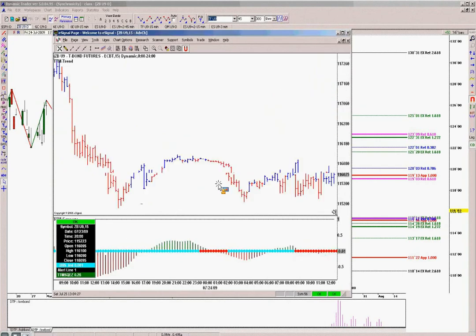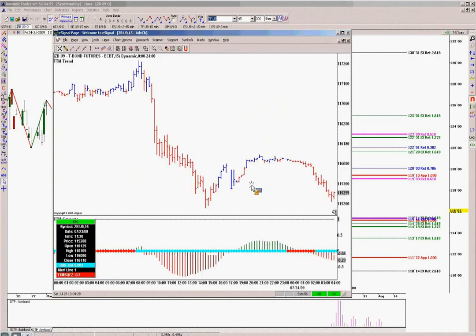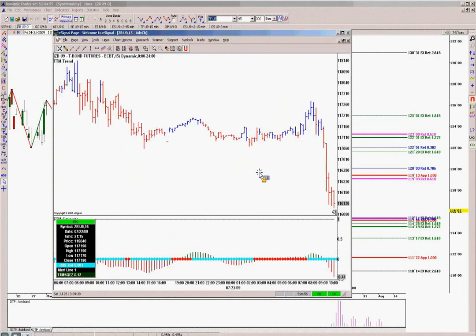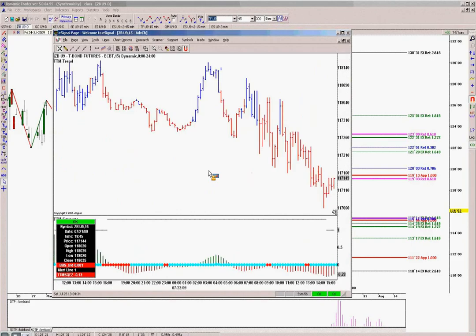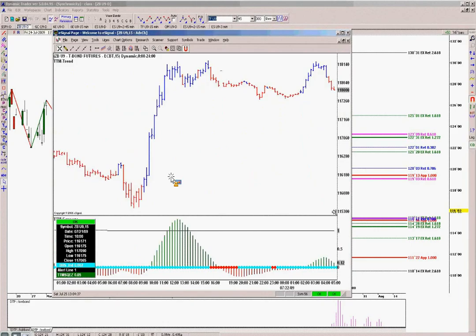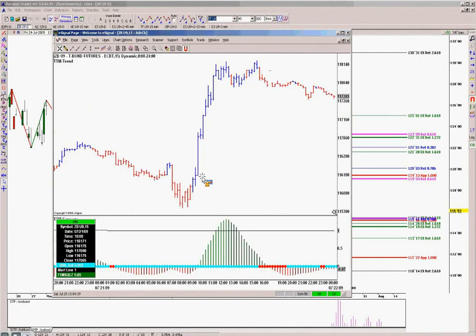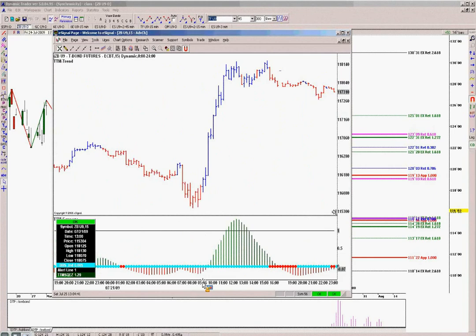I'm actually going to look at a 15-minute in this case. I'm not sure how to get rid of the day session stuff here. There's probably a better tick chart to use also. Okay.